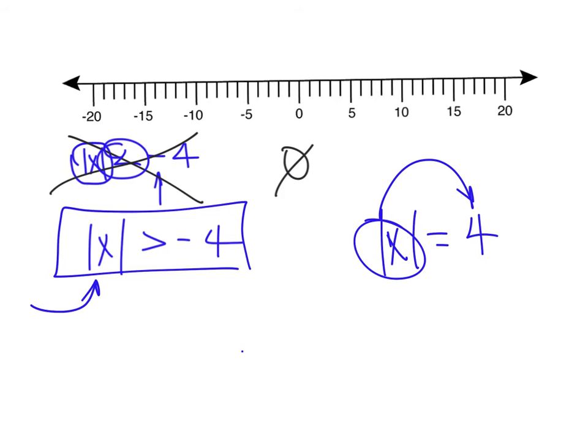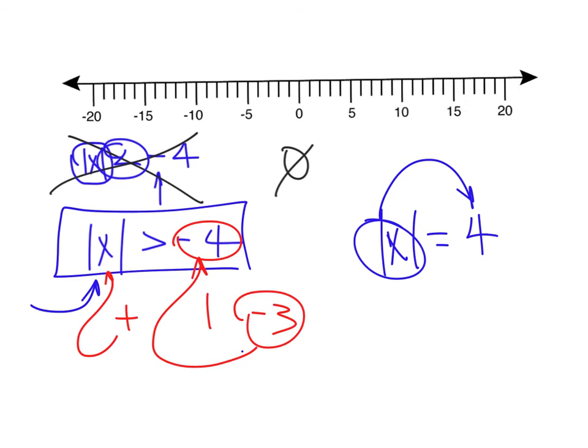Well, the absolute value of every single number is positive, right? So what numbers can I put in here for x that are going to give me a value bigger than negative 4? Well, any number, right? I mean, if I put 1 in here, is 1 bigger than negative 4? Yes. What if I put negative 3 in there? Is the absolute value of negative 3 positive 3? Yes. Is that bigger than negative 4?